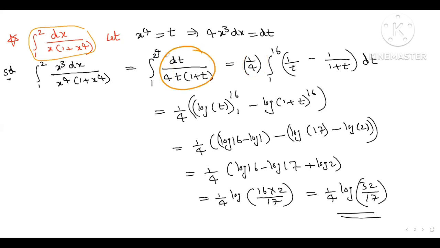Okay, now by using partial fractions, integral 1 to 16 of 1 by t into (1 plus t), I can write as 1 by t minus 1 by (t plus 1). After taking LCM, we get the same value. So 1 by 4 constant, the integration of 1 by t is log t from limits 16 to 1, and the integration of 1 by (1 plus t) is log (1 plus t) from limits 16 to 1.